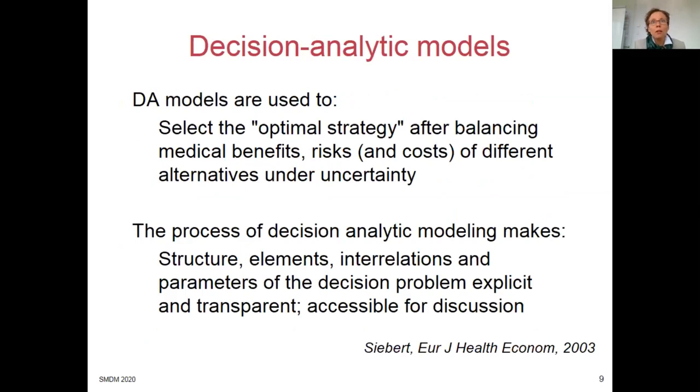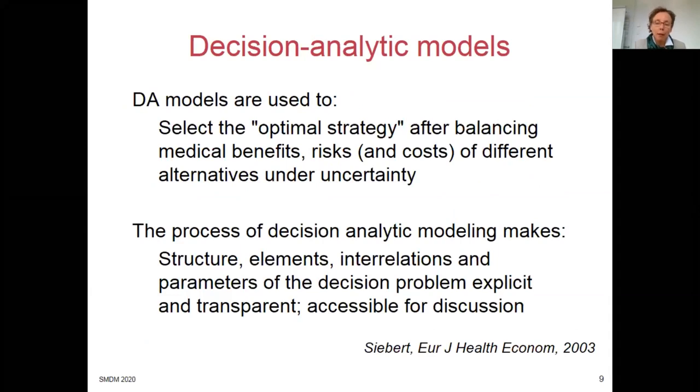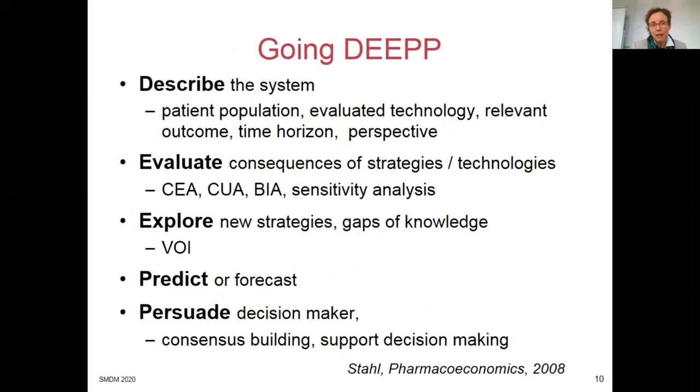Decision analytic models, even if you have to simplify, are extremely helpful. They are applied in order to select optimal strategies after balancing medical benefits and risks, and potentially also costs, of different alternatives under uncertainty. This is important: with our models, we can capture uncertainty and evaluate the impact of uncertainty on our model outcomes and also on respective decisions. The process of decision analytic modeling makes the structure elements and interrelations of parameters of the decision problem explicit and transparent, and therefore accessible for discussion.